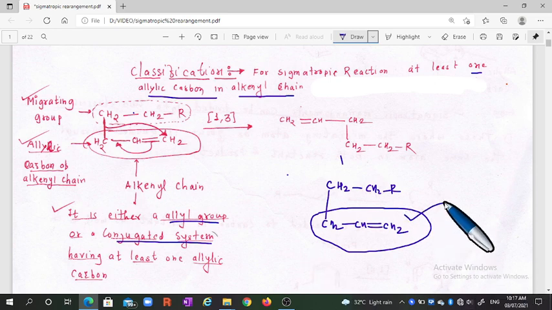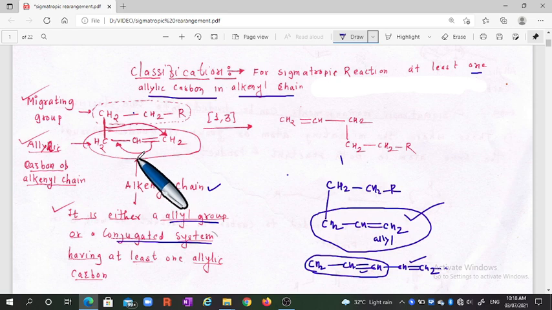Or instead of this, we can also have CH2 double bond CH, a system like that. We also consider it as an alkenyl chain. This is the allyl group, and this group is an allyl group. In this group there are alternating double bonds. Therefore this alkenyl chain is either an allyl group or a conjugated system having at least one allylic carbon.